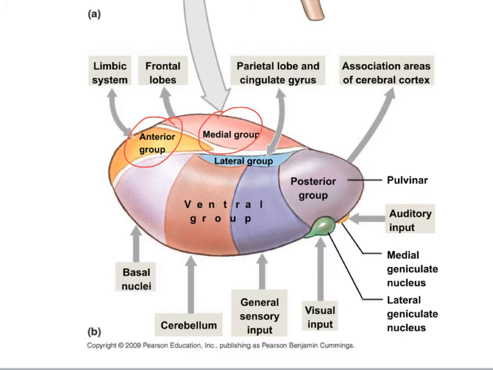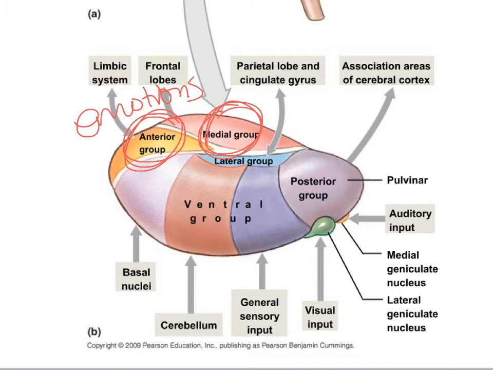So there's a very fine border between the thalamus and the limbic system. And so these 2 groups here, the anterior group, they're dealing with emotions, and they're sending information to the limbic system. They're the relay station to the limbic system.